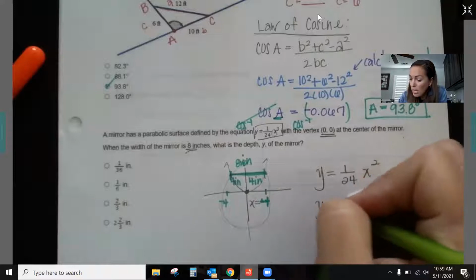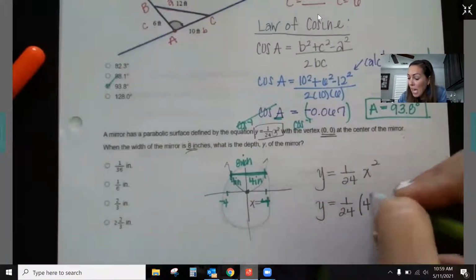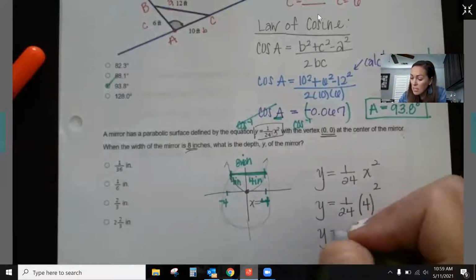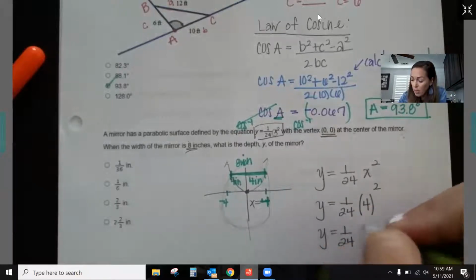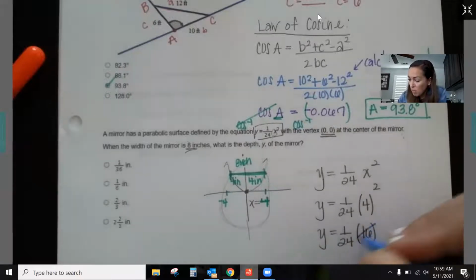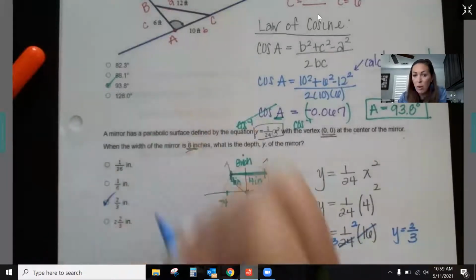Then it's going to be y equals 1/24, and it's going to be an x value of 4 squared. So y is equal to 1/24 times my 16. I know that 8 goes into both of these. This is 2 times 3, so my y is going to equal 2/3 right there.